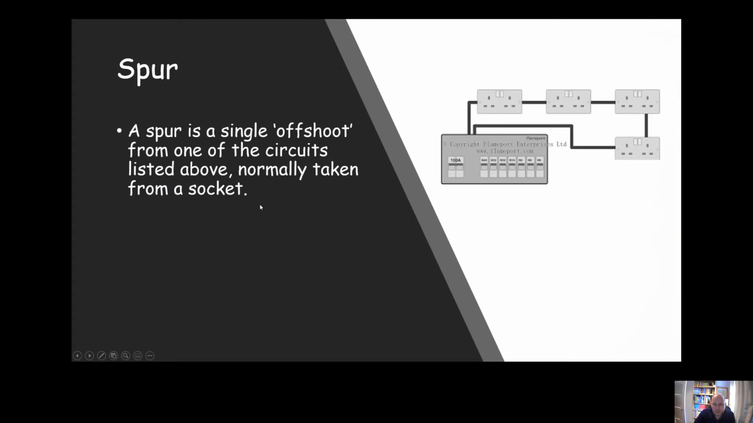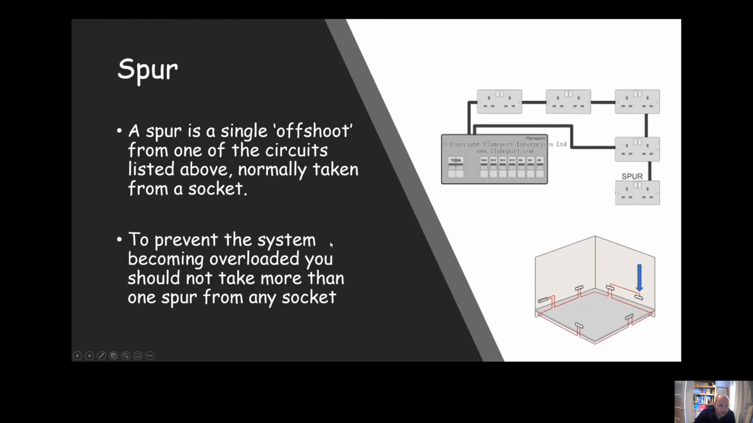Spurs. Briefly talk about spurs. Spurs are essentially an offshoot from an existing circuit. You're normally allowed to take one spur off any socket. You can't take any more than one spur off a socket. You can see here, I've got a spur taken off just here. To prevent the system becoming overloaded, you should not take more than one spur off any circuit, so we don't take an extra spur off another socket.